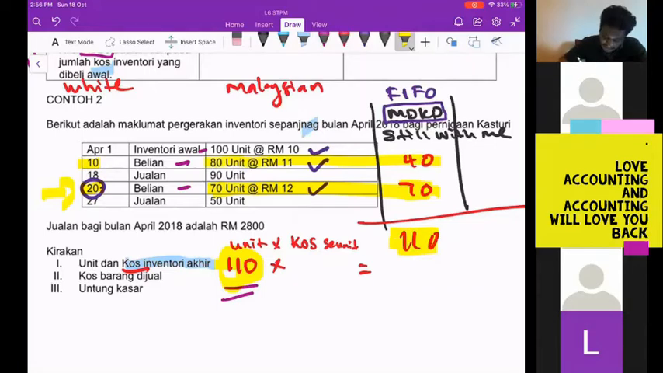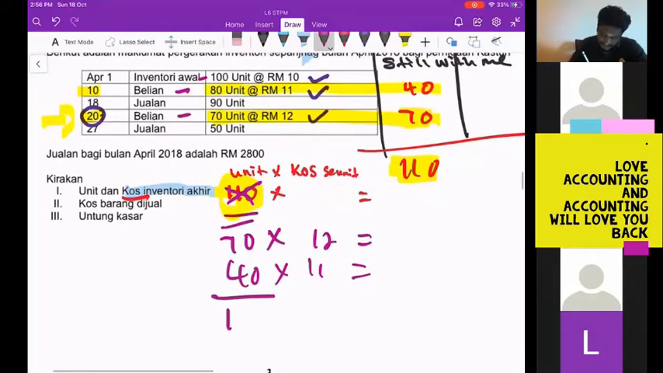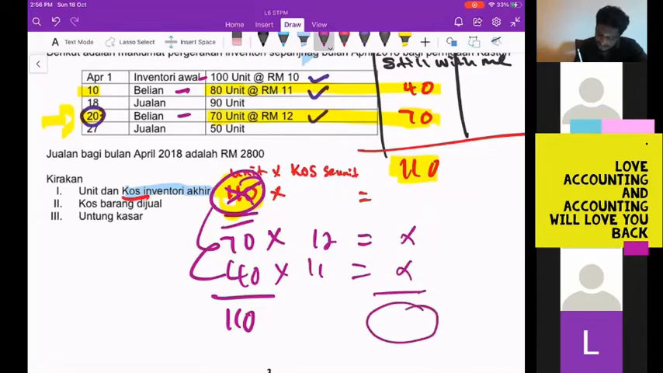So how to calculate the inventory akhir? I cannot calculate 110 here. I need to take 70 times 12 and 40 times 11. So the total here is 110. This 110 is divided into 2 because the cost is not the same. Then I calculate, and the answer that I get is my inventory akhir.